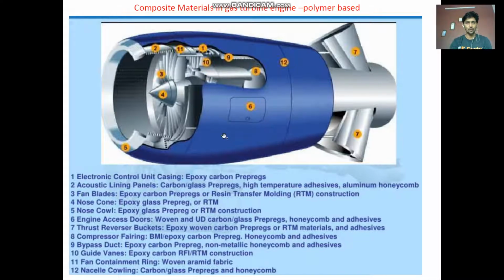Here I'm not talking about ceramics, which are basically for the combustion chamber, or an afterburner if there is one, or the liners. Those are made up of ceramics where thermal resistance is required, or the heat carrying capacity of the material has to be more. So there we use ceramics. But apart from ceramics, there are other composite materials, maybe polymer based composite materials. So this diagram will help you understand where all we use composite materials in a gas turbine engine.